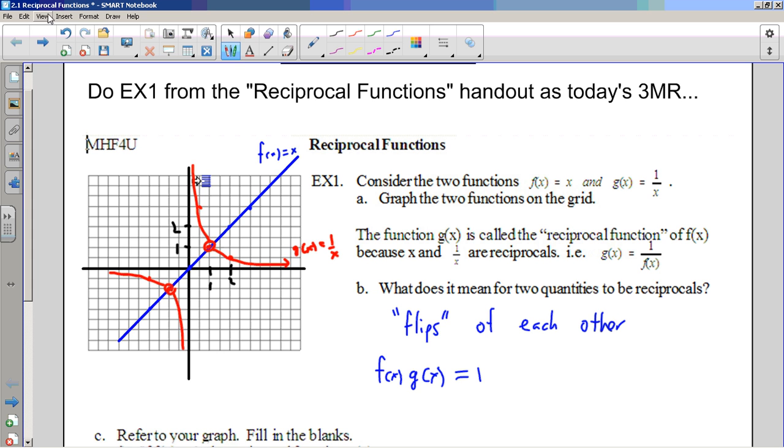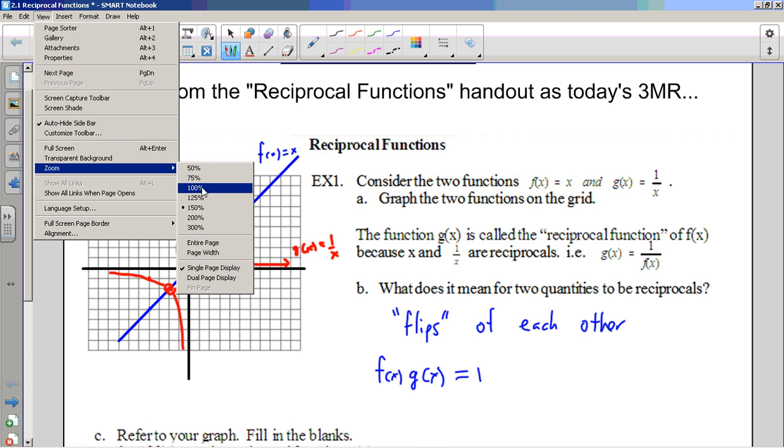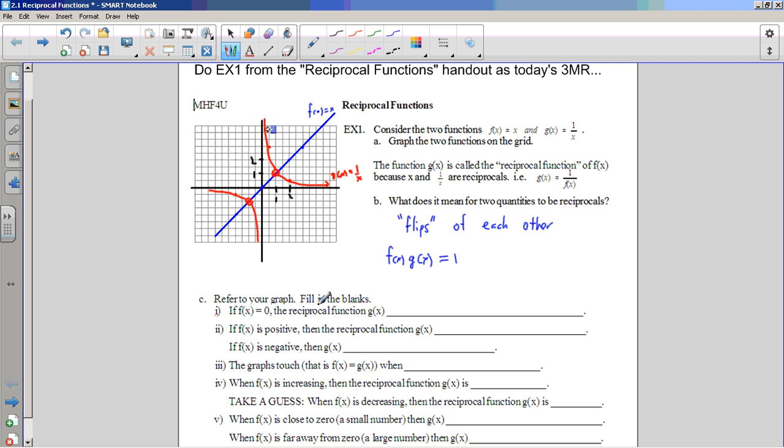Now I'm going to zoom out a little bit here just so I can see the graph and fill in the blanks at the same time. Will that work? That'll work. So if f of x equals 0, so this is when the blue one is equal to 0, what happens to g of x there? Well, g of x is undefined there, isn't it? That's the 1 over x. g of x is undefined. We could say that it has a vertical asymptote, right?